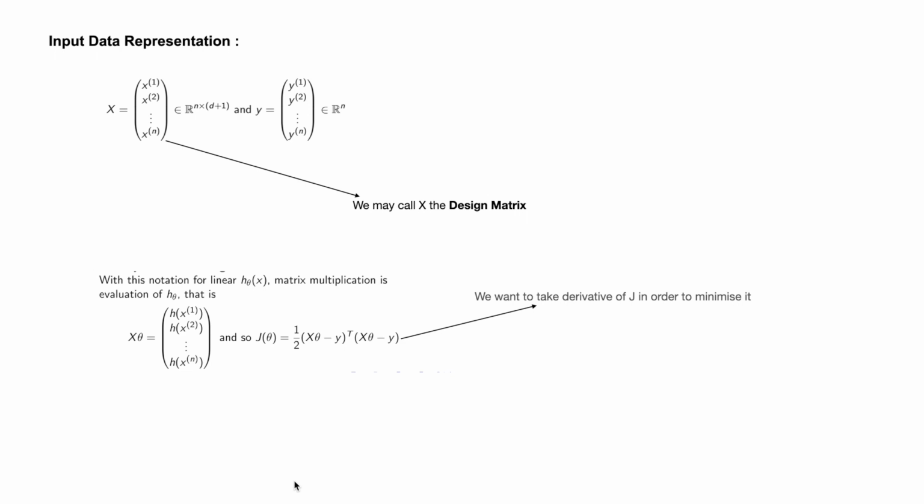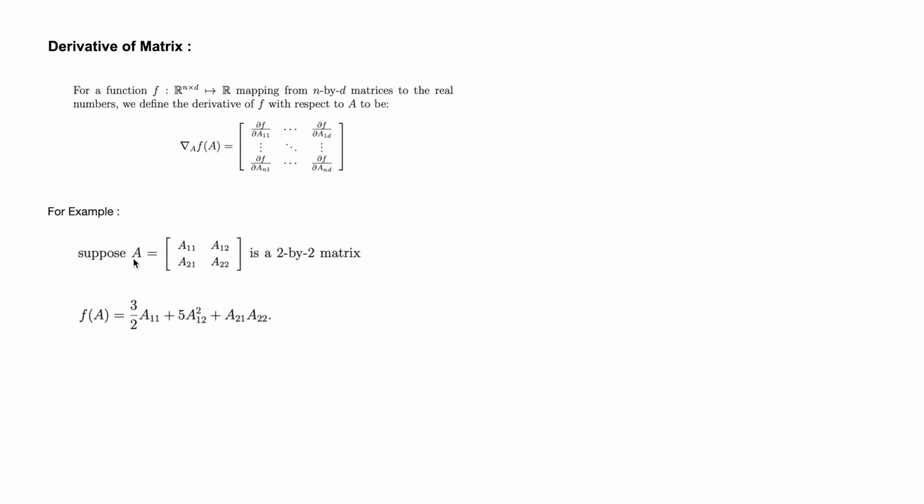Now, how do we calculate the derivative? Because as per gradient descent, we want to calculate the derivative of J theta. Let's talk about one simple example. Suppose A is this matrix, a11, a12, and a21, a22. It's a 2 by 2 matrix, and this is f of A.